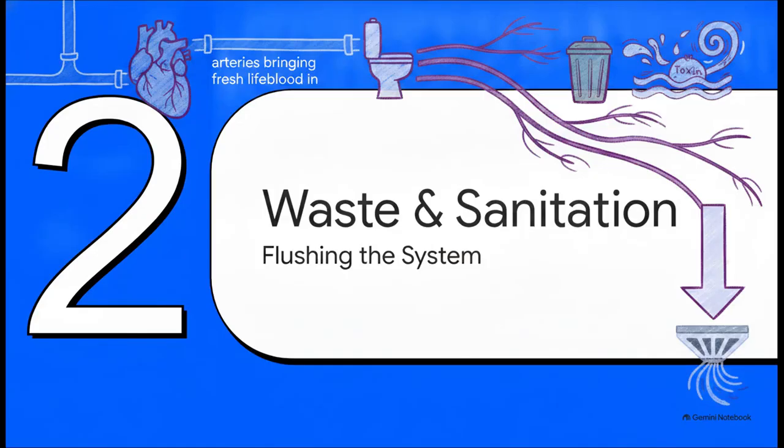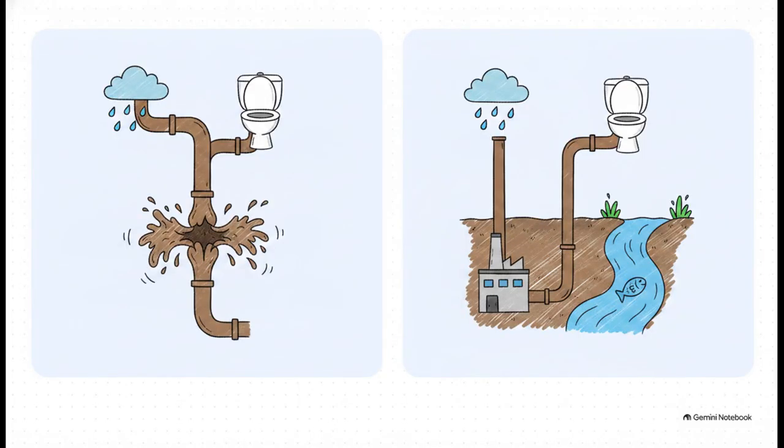Moving on to part 2, managing waste and sanitation, which is really about how the city flushes its system. Because look, if the water supply is the arteries bringing fresh lifeblood in, sanitation is the venous system flushing the toxins back out. Without this, the organism literally poisons itself.